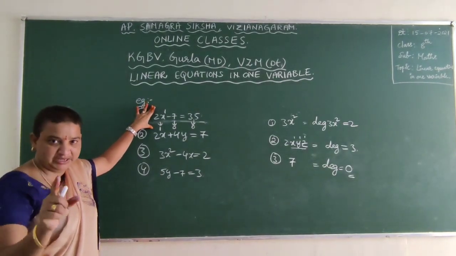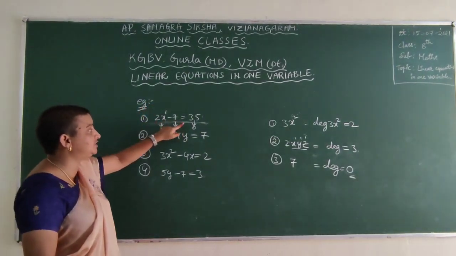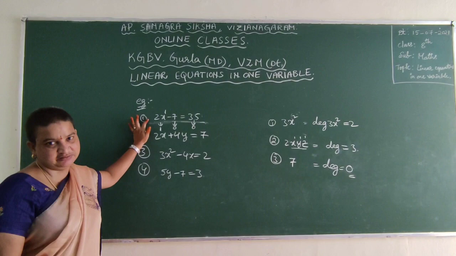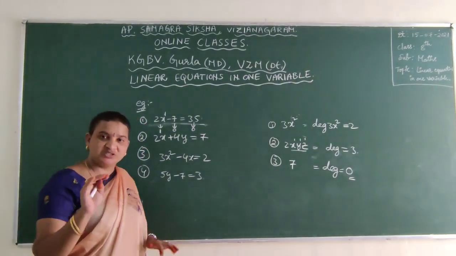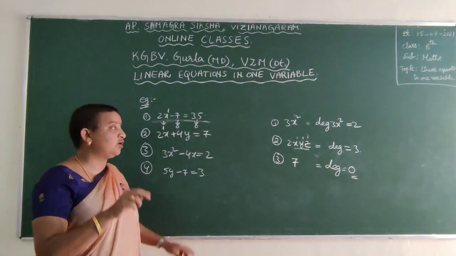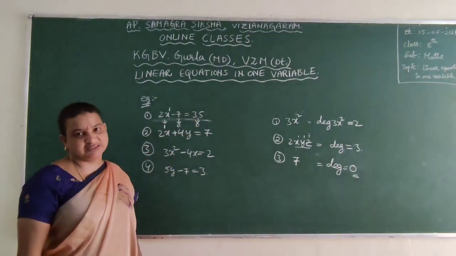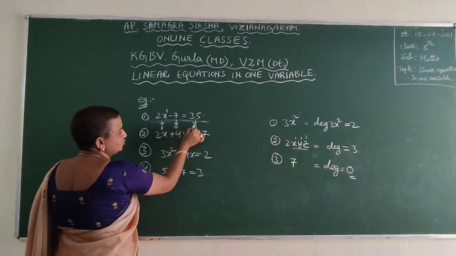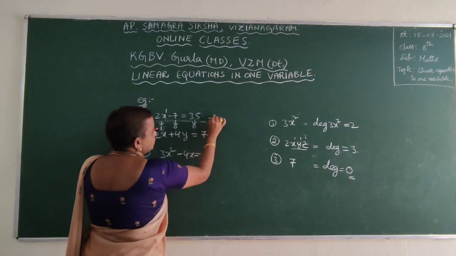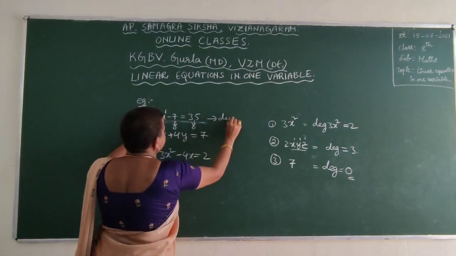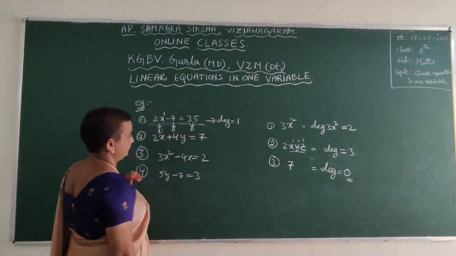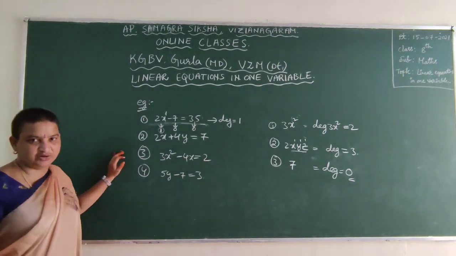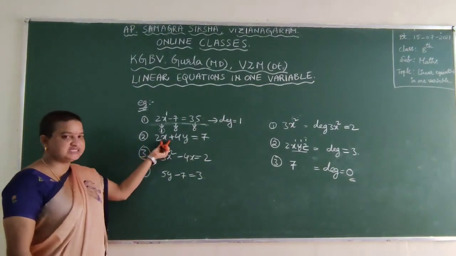The degree of an equation means the highest degree of the terms in the equation. What is the highest degree? Here we have 1, 0, 0. The highest number is 1, so the degree of this equation is 1. Next, we have to find the degree of the second example. Here the variable is also x.